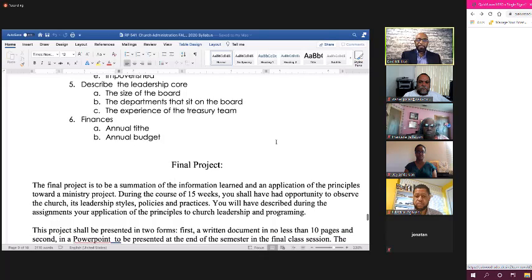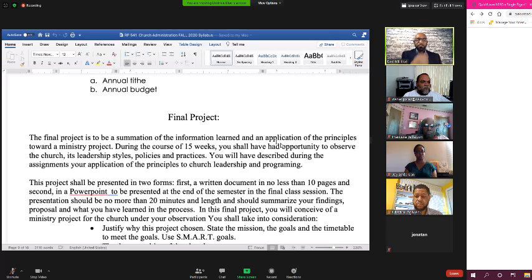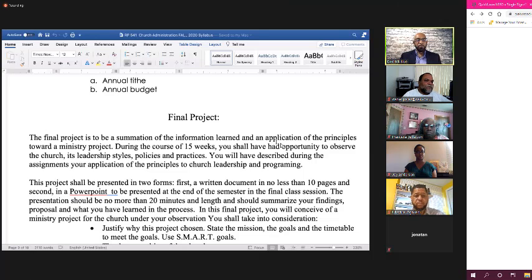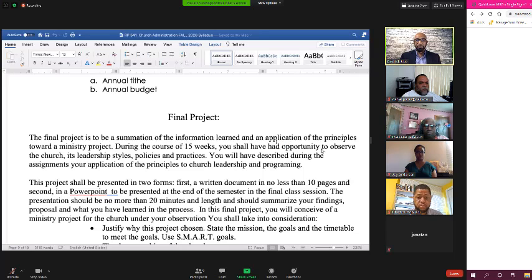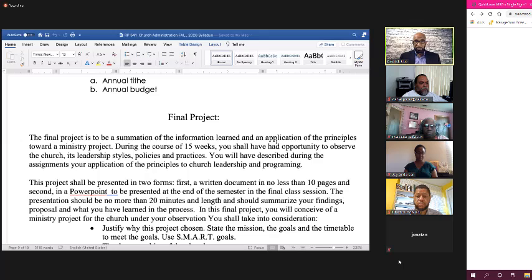Okay, well, I want to take a look just for a moment at your final project. Your final project is to be a summation of the information learned and application of the principles toward a ministry project. So during the course of 15 weeks, you will have had an opportunity to observe your church, to look at the leadership style of the church, the policies of the church, and the practices of that church in light of our discussions.